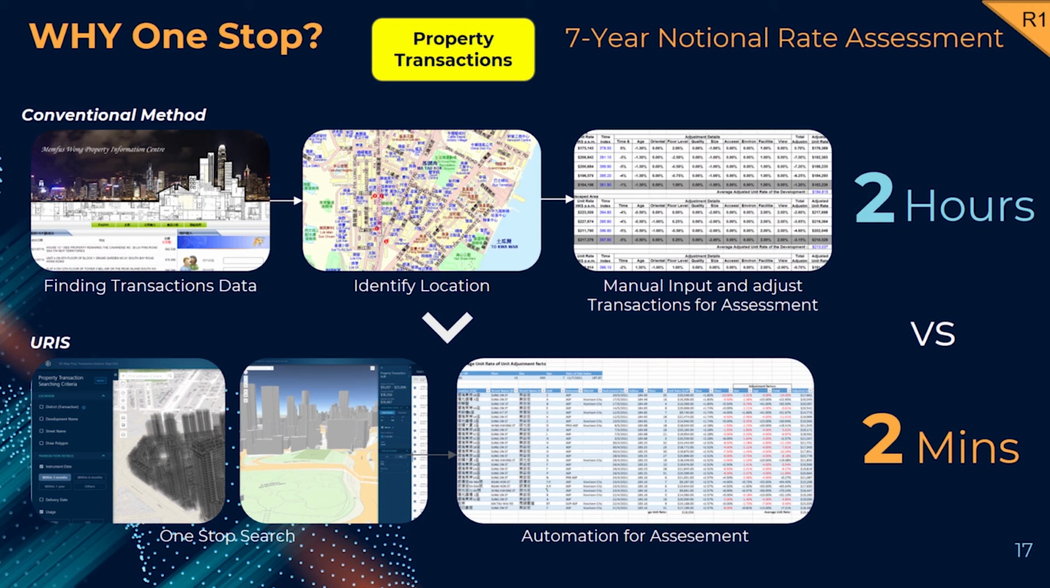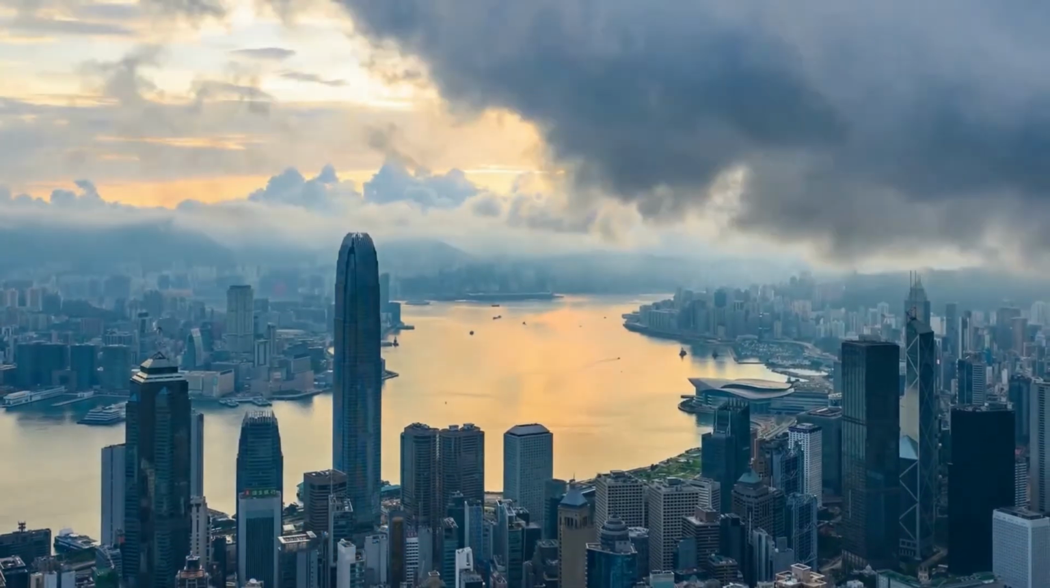Going back in time without URIS, it could take no less than 2 hours to gather transaction information and then manually formulate the transaction data sheet. From 2 hours to 2 minutes, this is a demonstration of how URIS, a GIS map-based platform, helps us to improve our work efficiency and effectiveness.